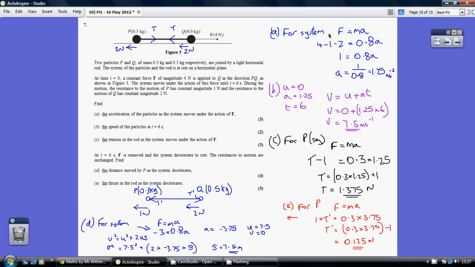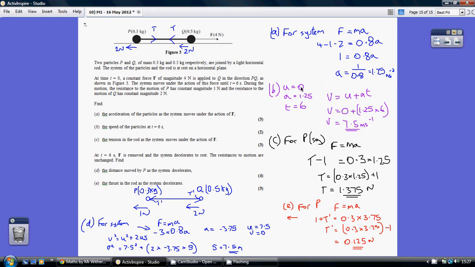So for part A, looking at the system as a whole, following Newton's second, F equals ma. So our net force is 4 less the 1 and less the 2, equaling the total mass. We're looking at, for the system, the 0.3 add the 0.5 times the acceleration. This allows us to work out the acceleration as 1.25.